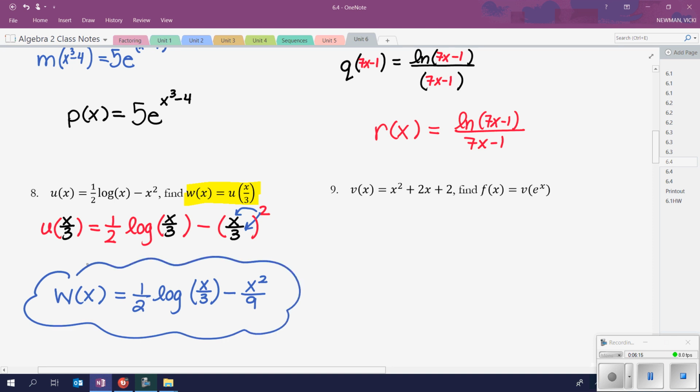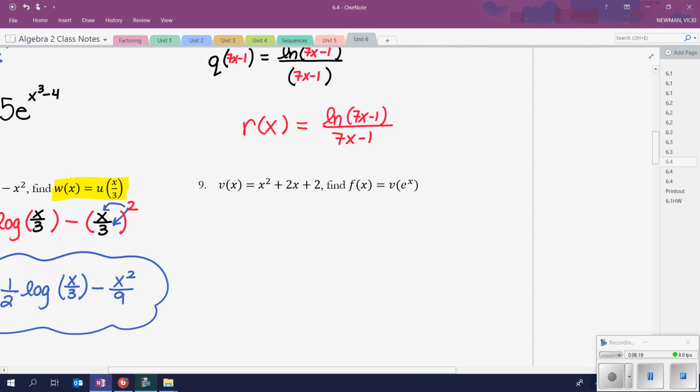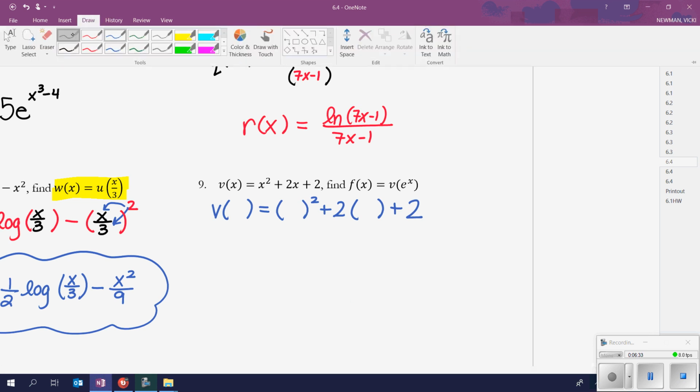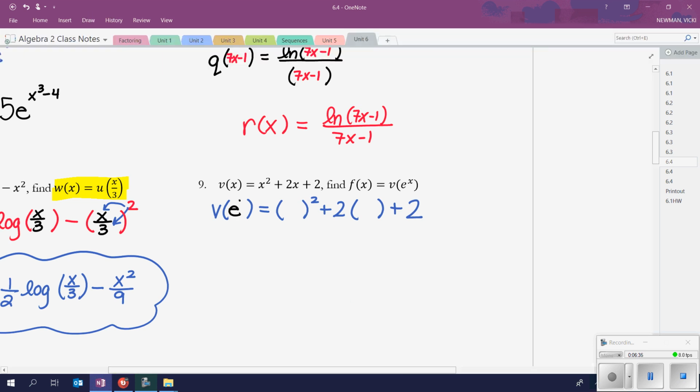Okay. Now, v of x is this polynomial. Find f, which is v of e to the x. So, we are replacing all of the x's with e to the x. So, remove them, and then go back and substitute e to the x where you removed all of the x's.